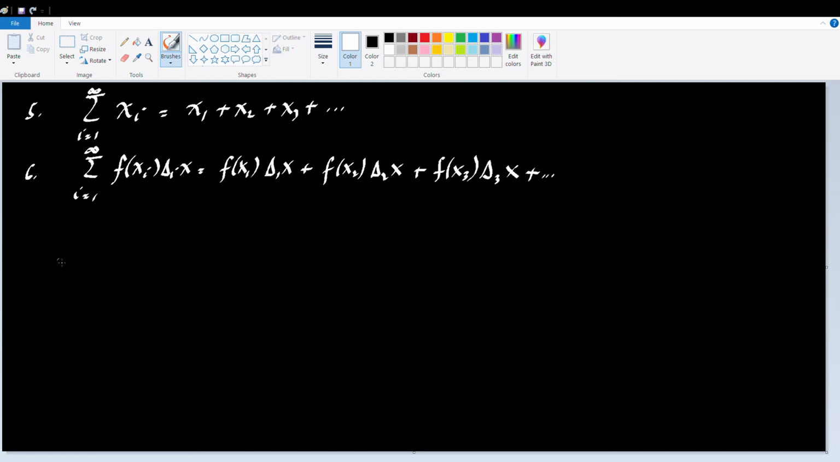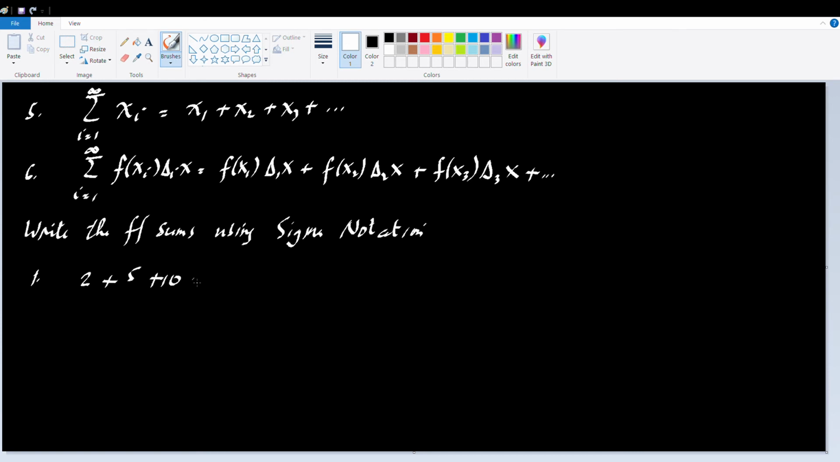For the next set of examples, we will be given the expanded form and we will write the corresponding sigma notation. Okay, so we write the following sums using sigma notation. So we try to figure out what will be the corresponding sigma notation for the following sum. So let us start with, say, the sum 2 plus 5 plus 10 plus 17 plus 26 plus, and so on and so forth, plus 101.